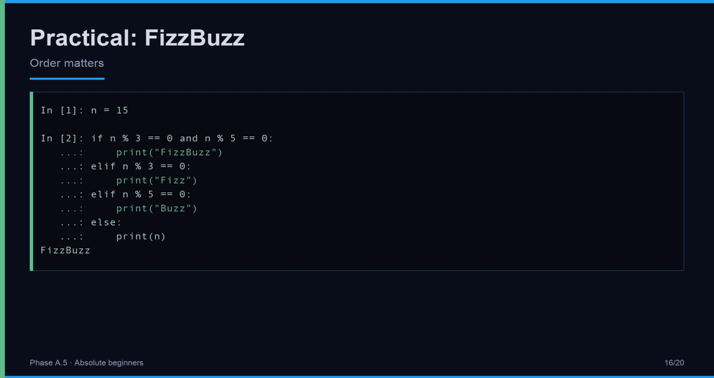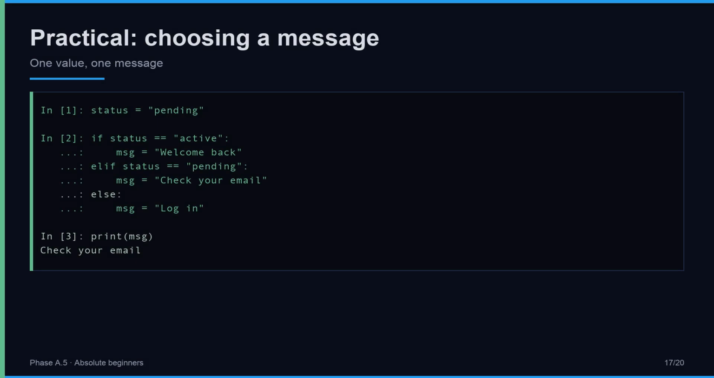This teaches careful ordering. Here is choosing a message based on a value. Status equals pending. If status equals active, set message to welcome back. Elif status equals pending, set message to check your email. Else set message to log in. Then print the message. One variable in, one message out. This is how real apps pick user-facing text: a status, a branch per case, a default. The else handles every value you did not list explicitly.